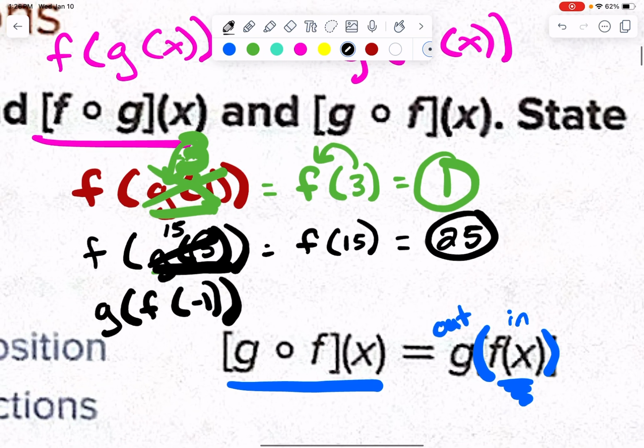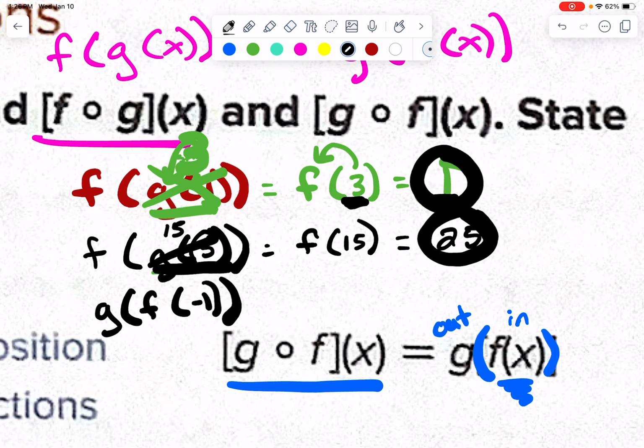Now keep in mind, 3 was part of the way to get to the answer of 1. 15 was part of the way to get to the answer 25, but you really only have one ultimate answer. It's the ending answer, right? So 1 was your answer to this problem, not 3. 3 got you there, but 1 is the ultimate final answer. 25 is the ultimate final answer to this one, not 15. 15 just got you to that point, okay?